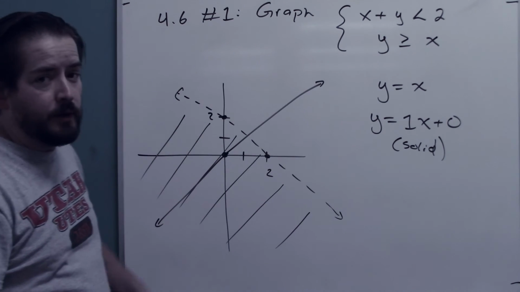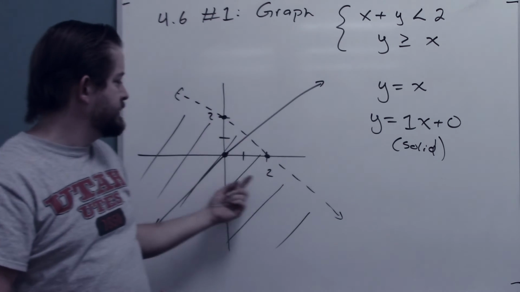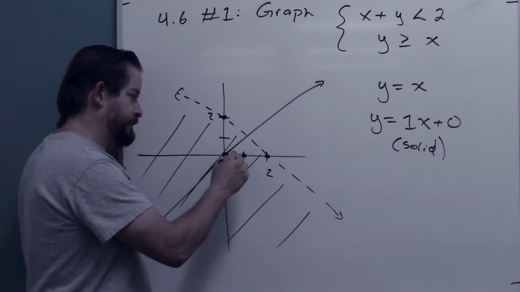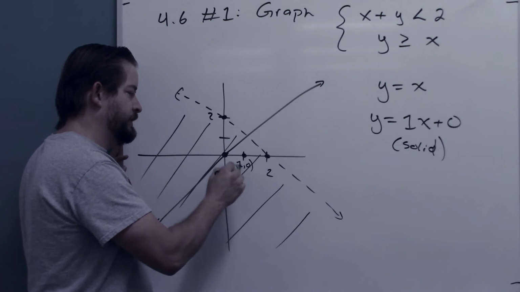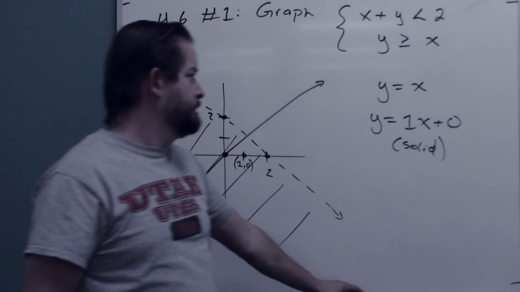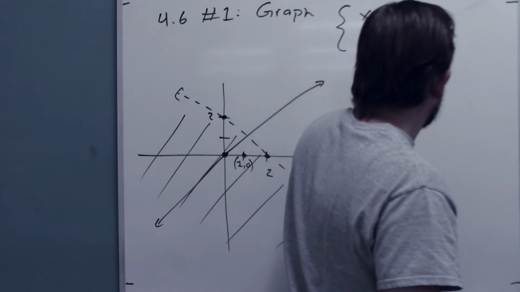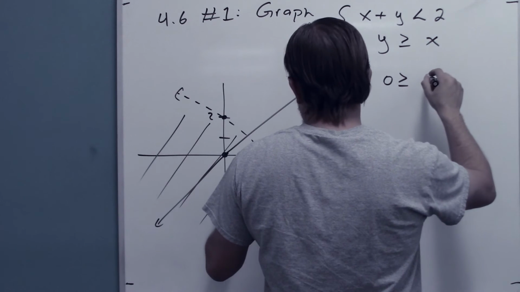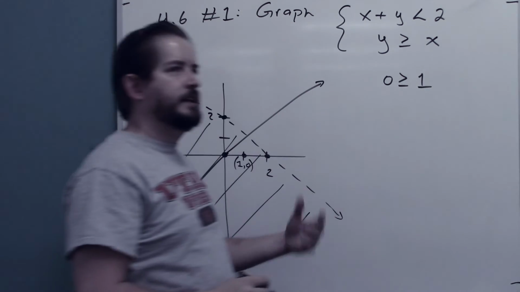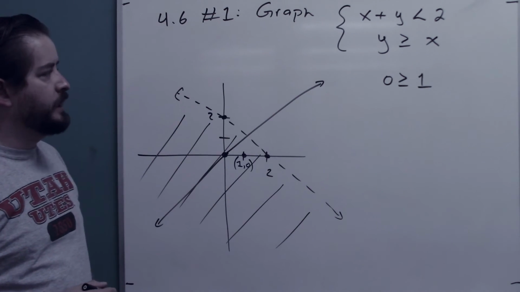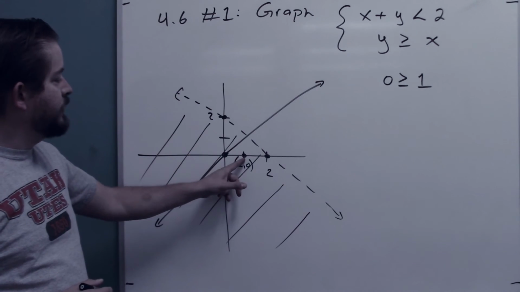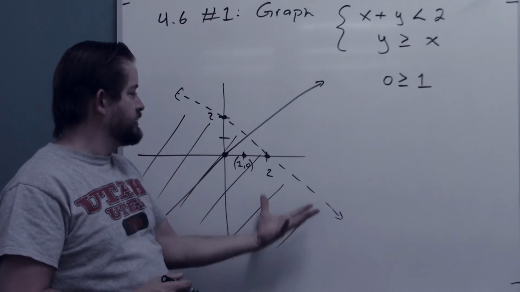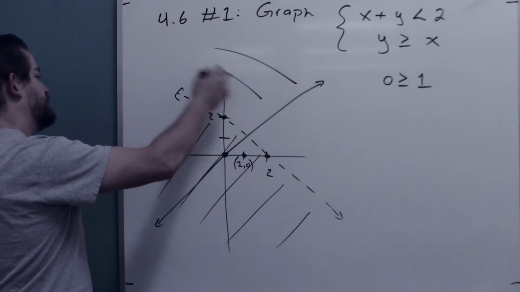I need to test a point, but I can't test 0, 0 because my line goes through 0, 0. So pick another point, it doesn't matter where. Here's a point 1, 0. I'll check that. If I plug that into the original inequality, y is 0, x is 1, and that's false, right? 0 is not greater than or equal to 1, so it's false, so I don't shade in this area in relation to this line, I shade on the other, so that's above it, up here.